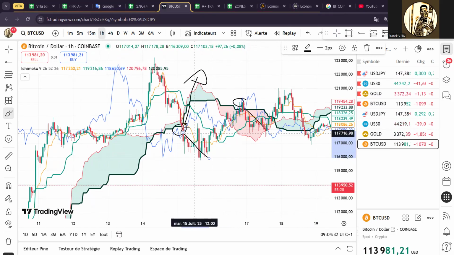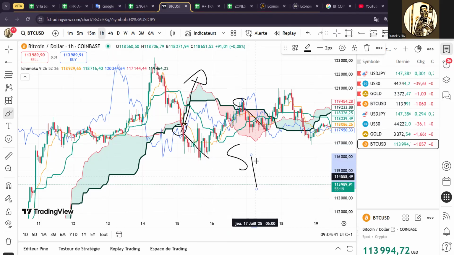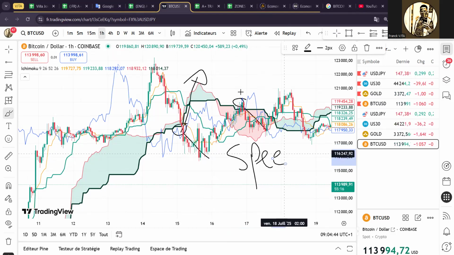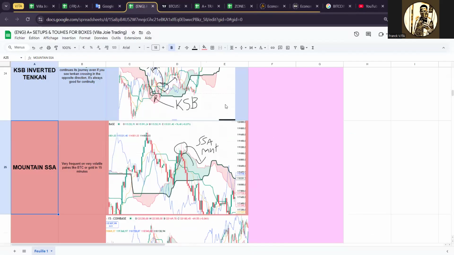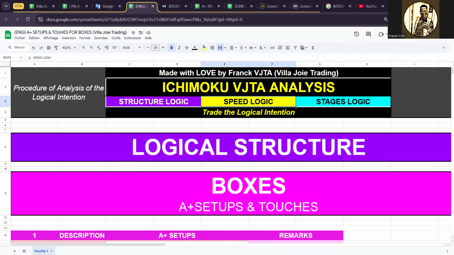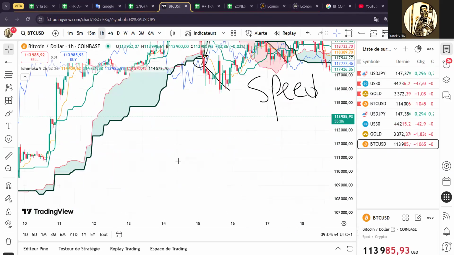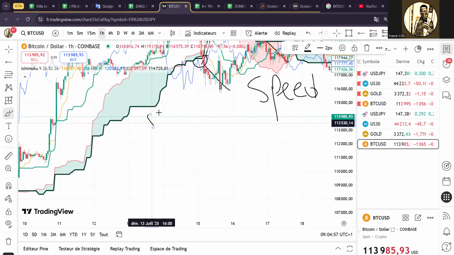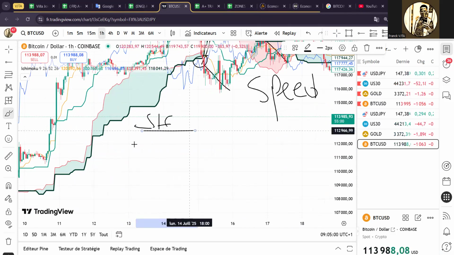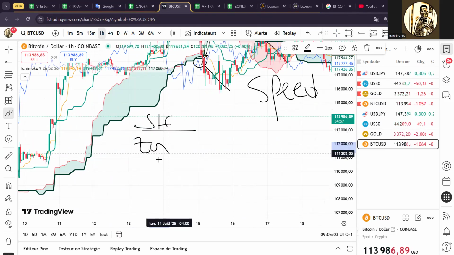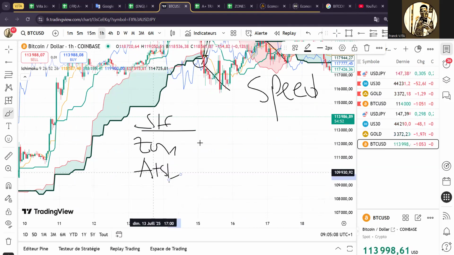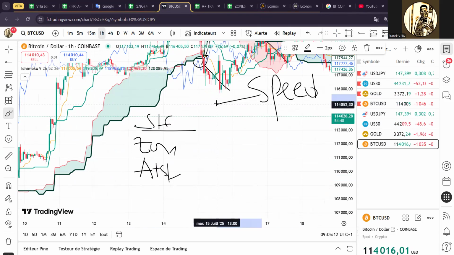This SSB got broken because it's not the SSB setup that makes the strength. There is something that I call the speed of the volume, that I will explain to you a little bit later in the course. Structure only has these two elements. When I talk about structure, I only talk about the zones and the A plus setup, all of the A plus setups that I'm showing. But the thing is that what breaks the structure is the speed.